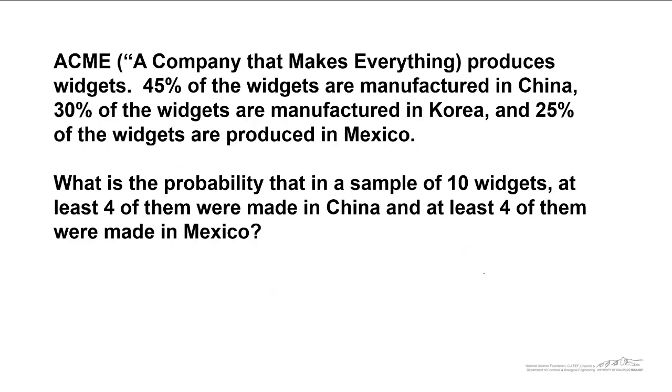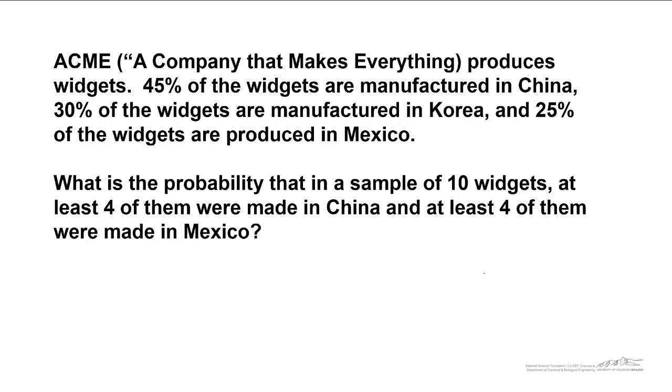So now I want you to try to answer this question, and I'll help you along with a couple of questions. Acme, a company that makes everything, produces widgets. 45% of those widgets are manufactured in China, 30% are manufactured in Korea, and 25% are produced in Mexico. What's the probability that in a sample of 10 widgets, at least 4 of them were made in China and at least 4 of them were made in Mexico?